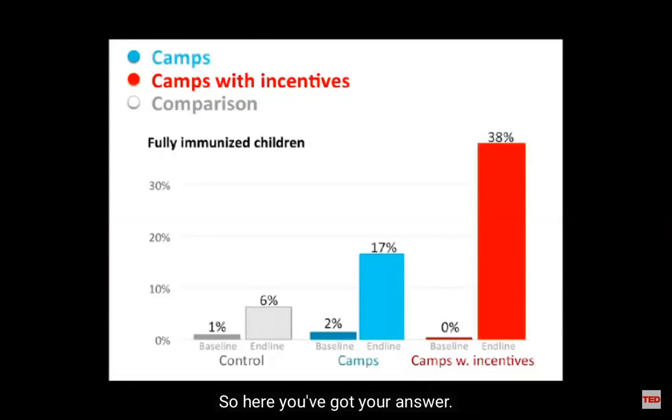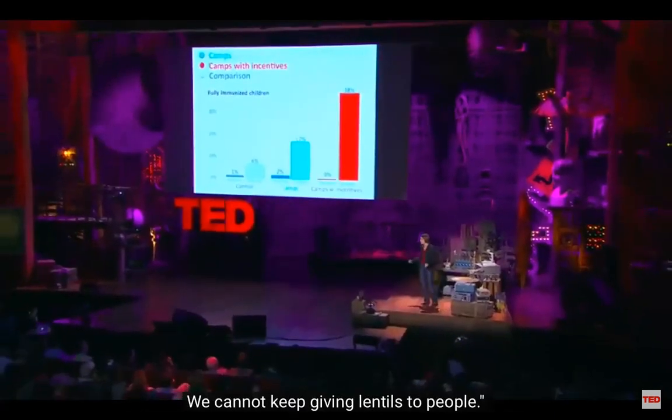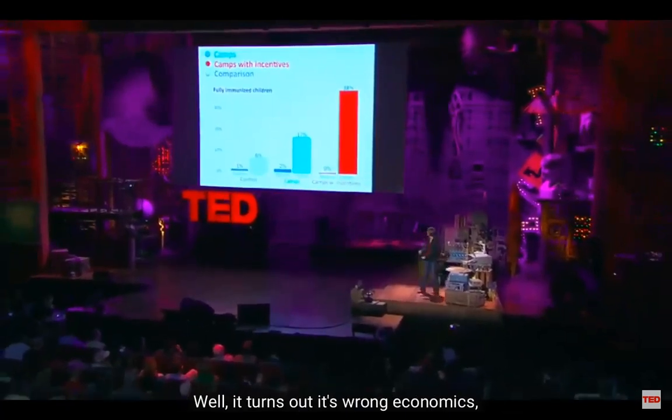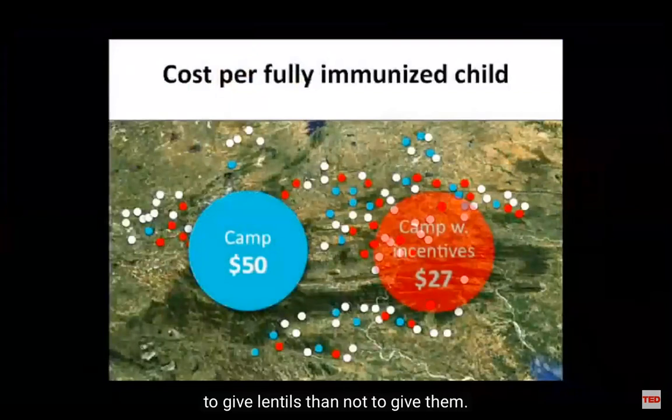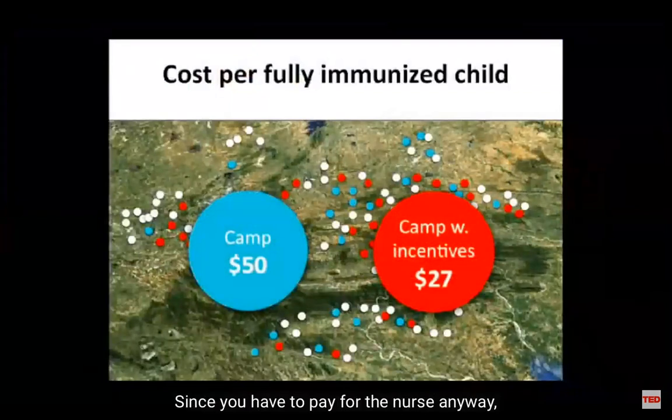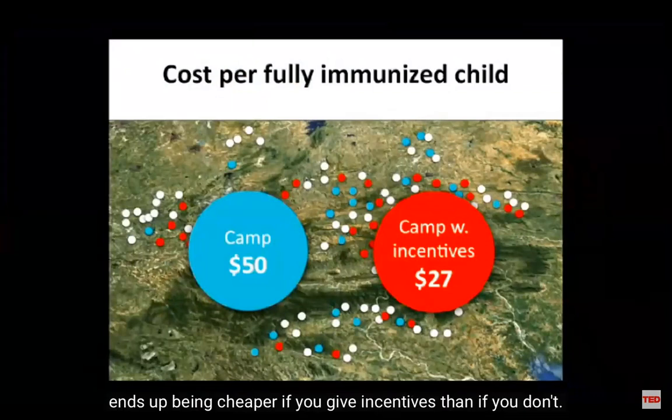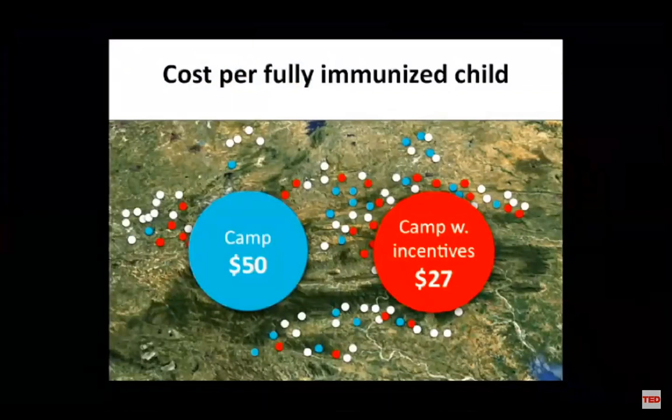So here is your answer. Make it easy and give a kilo of lentils. You multiply the immunization rate by 6. Now you might think, well, but it's not sustainable. We cannot keep giving lentils to people. Well, it turns out it's wrong economics, because it is cheaper to give lentils than not to give them. Since you have to pay for the nurse anyway, the cost per immunization ends up being cheaper if you give incentive than if you don't.